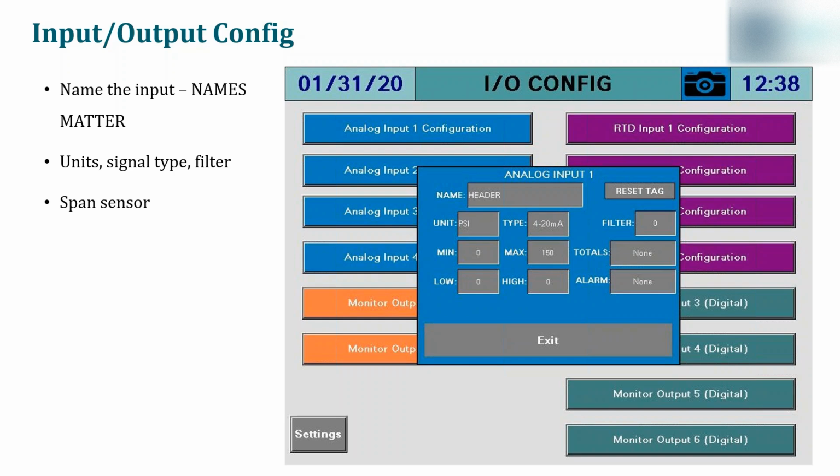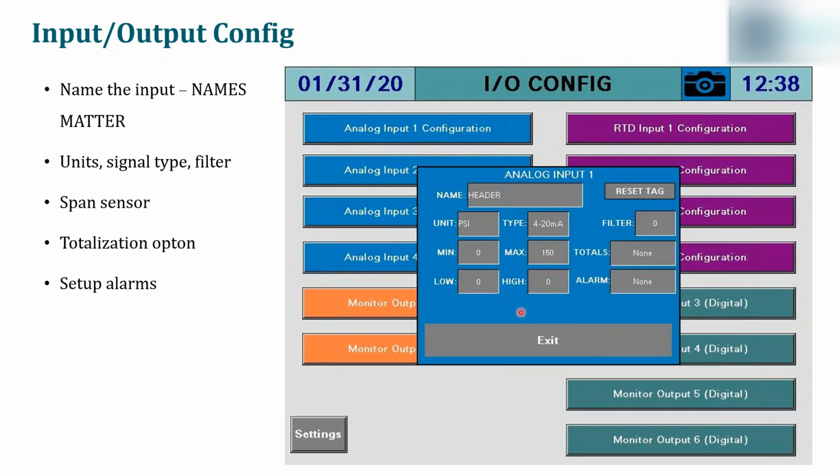Then you need to span the sensor. In this case, we have a 0 to 150 PSI sensor, so in our min and max, we put 0 and 150. If we had, let's say, a gas flow meter connected to this input, we would be able to totalize that input. So we could say we want to totalize it via minutes or via hours in the totals box here.